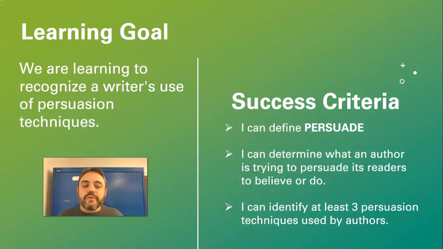I can determine what an author is trying to persuade its readers to believe or do, and I can identify at least three persuasion techniques used by authors. If we hit all three of those along the way, I think we'll be pretty successful. So let's quickly review a vocabulary word, and then we'll hit an example with the ground running.